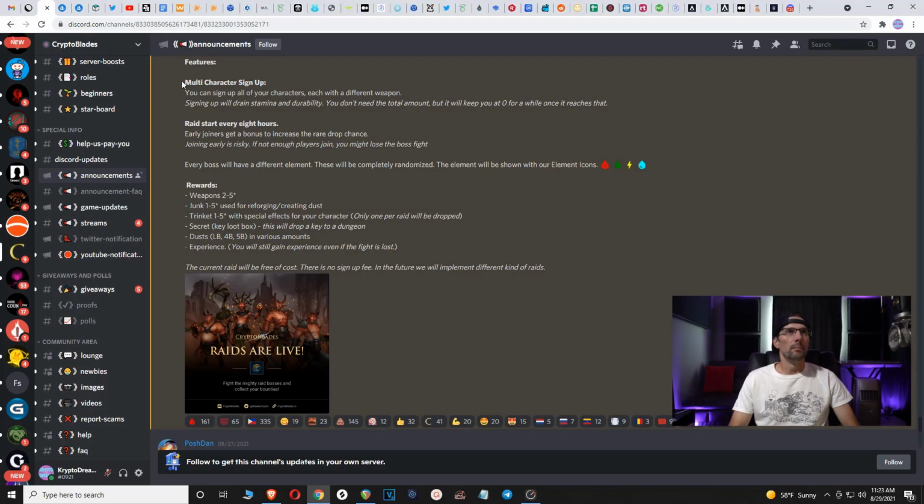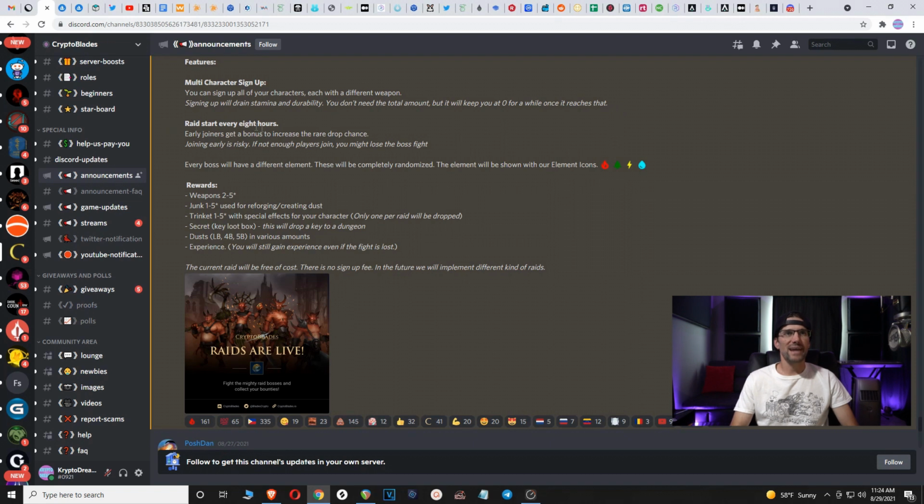Here we go. Multi-character sign-up. You can sign up all of your characters, each with a different weapon. Signing up will drain stamina and durability. You don't need the total amount, but it will keep you at zero for a while once it reaches that. So this is important to keep in mind. If you sign up all your characters, they are basically going to be locked. It's going to drain all of your durability and stamina, so you will not be able to use them. So if you want to combat, you will not be able.